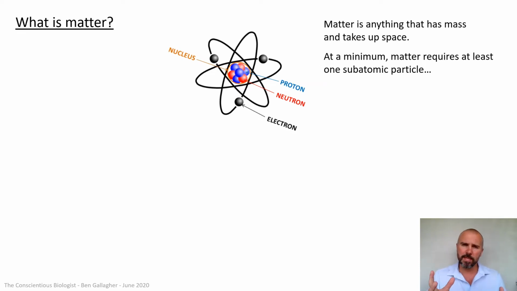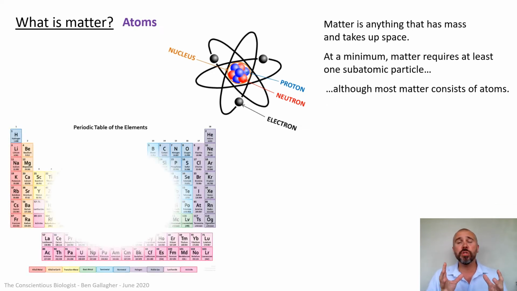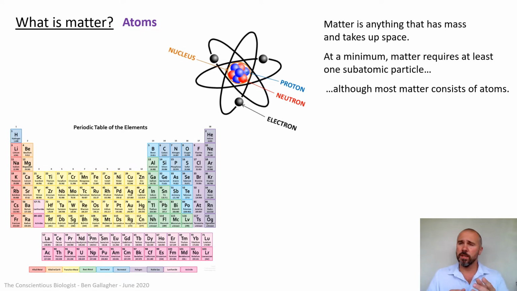Those make up matter. Now, whilst we've said that at a minimum, matter requires at least one subatomic particle, what we find is that most matter consists of atoms, which means we need to be looking at the periodic table of elements and the atoms of those elements. Because if you think about your chemistry lessons, really it's only hydrogen, the very first one on the top at the far side over there.